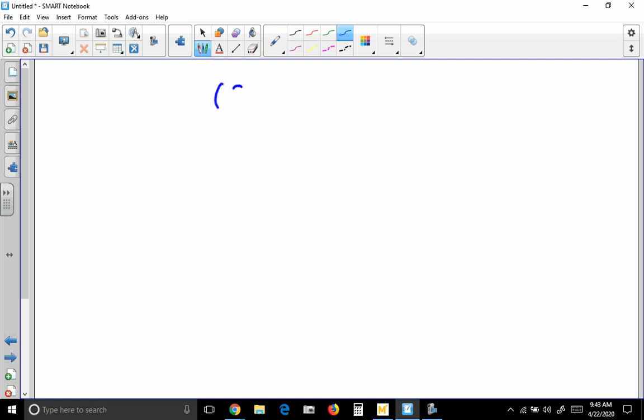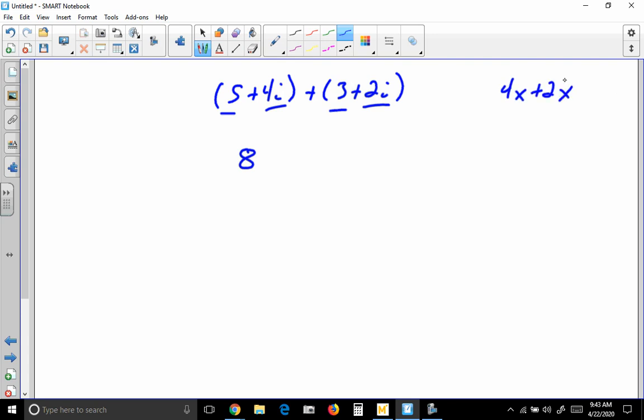So let's look at adding or subtracting complex numbers. And the way we add them and subtract them is like we would add anything else. We can only add things that are alike, that are in the same type of family. So 5 and 3 are real numbers, so we add those together. 4i and 2i are imaginary numbers. Even though i is not a variable, we add it together just like you would add 4x and 2x.